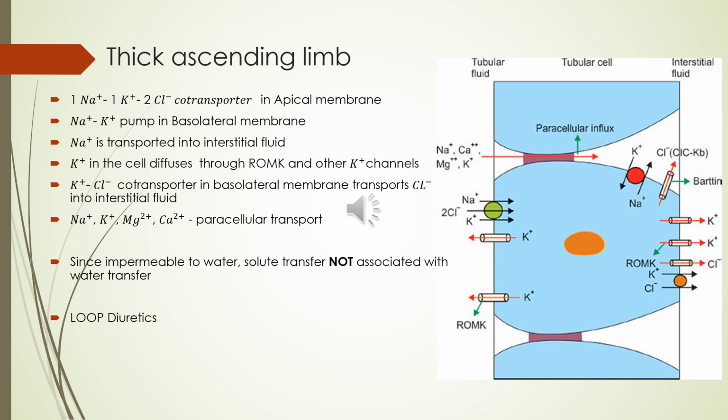And as this thick ascending limb is impermeable to water, this solute transfer is not associated with the transfer of water. And hence, as a result, the fluid that comes out of the thick ascending limb becomes hypotonic.